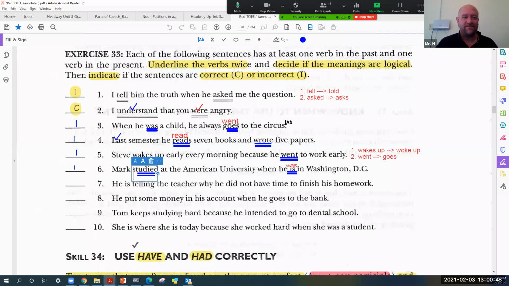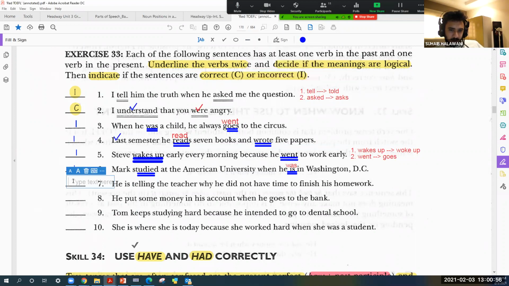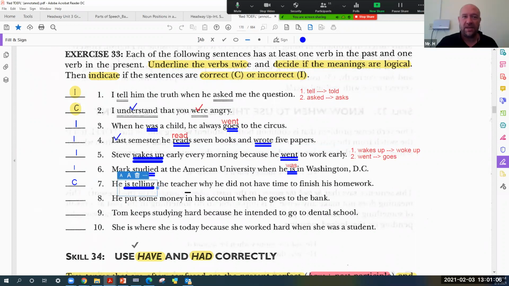Okay. Number 7. Suhaib Halawani, what do you think? I think it's correct. Correct? All right, where's the verb? Is telling. What does that mean? Is telling means now. He's telling the teacher, and then did not.